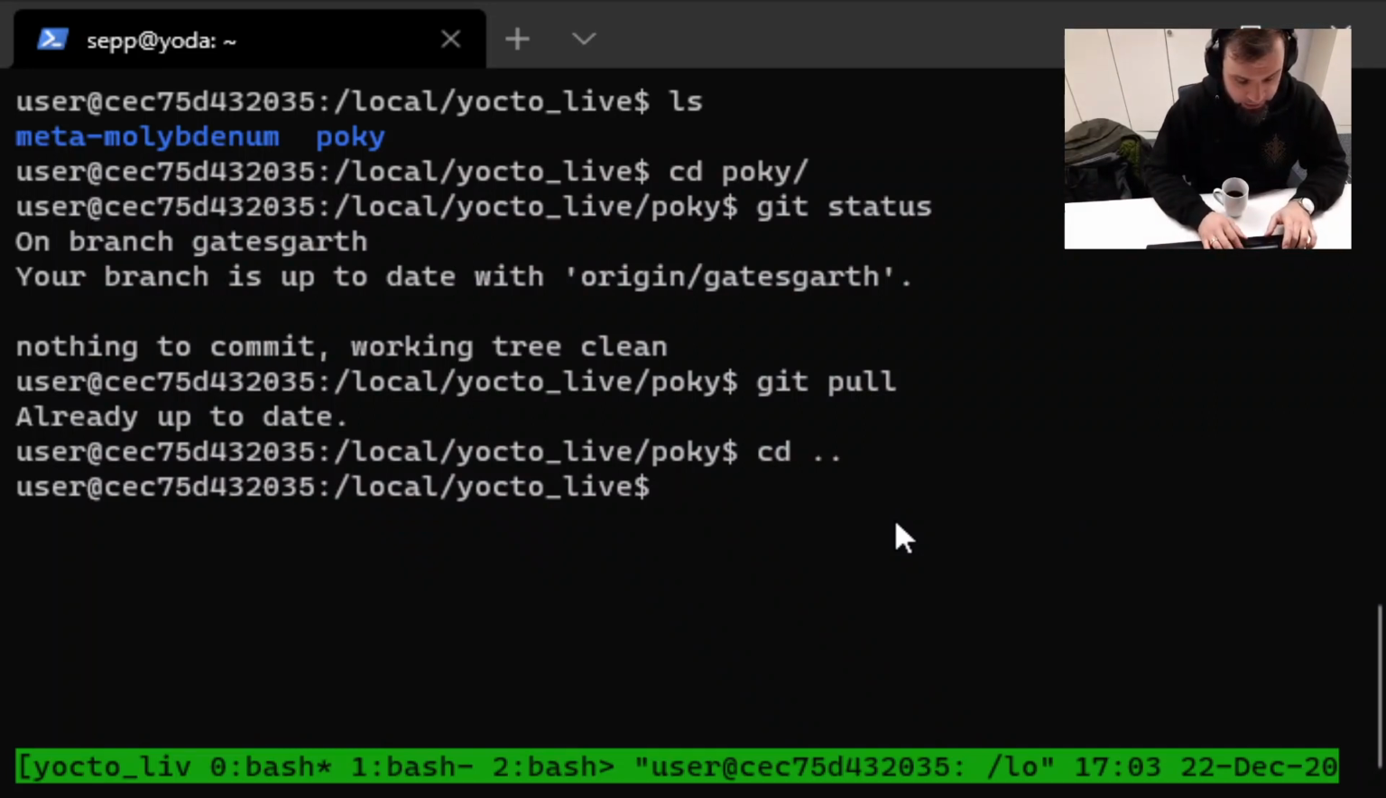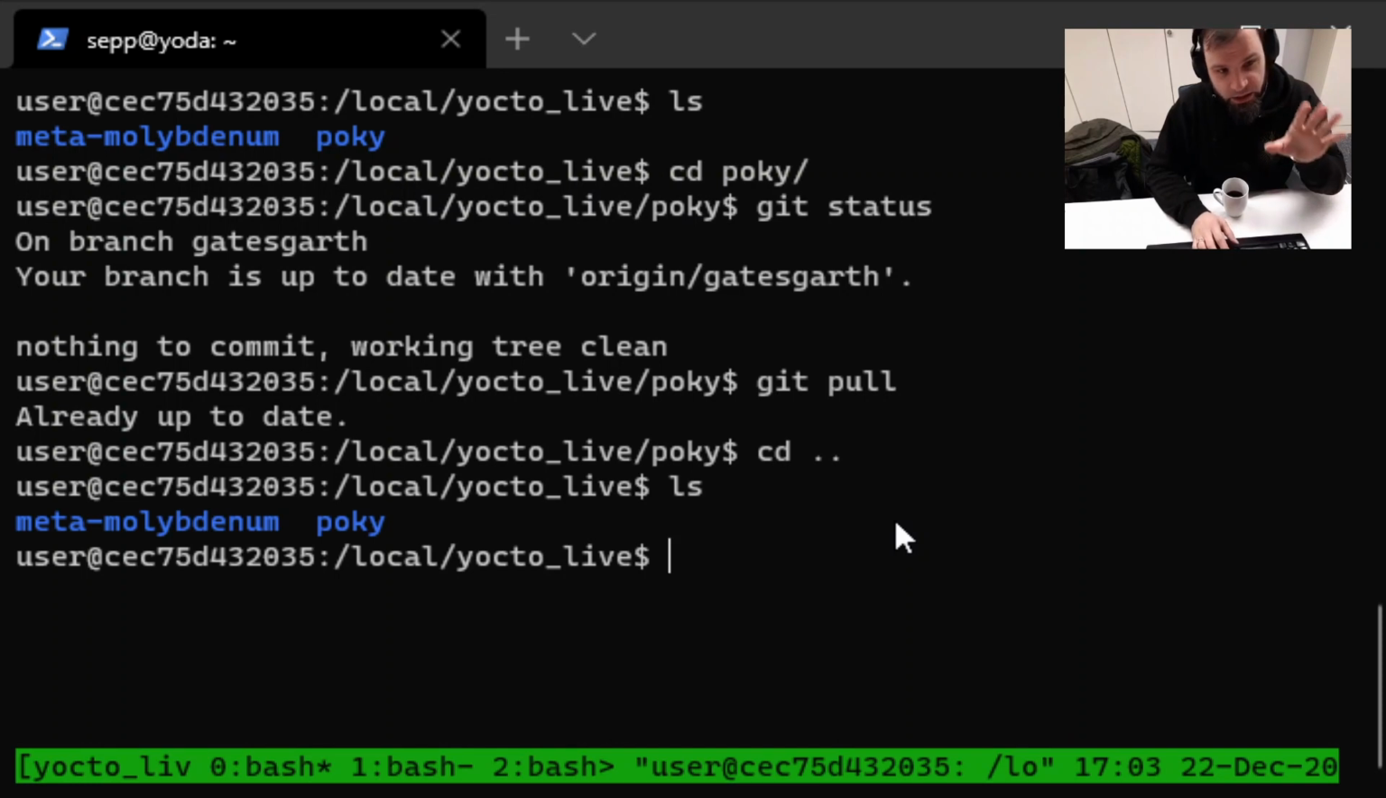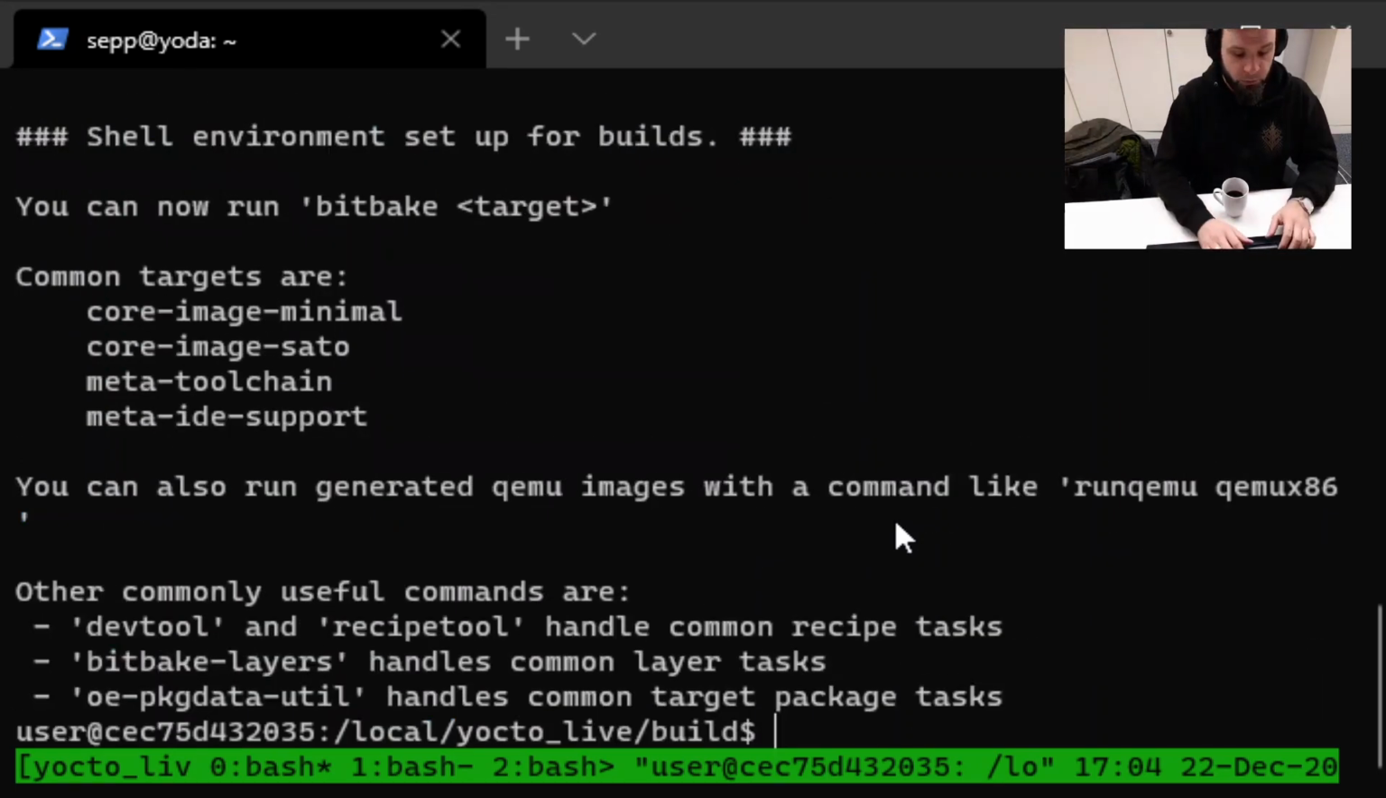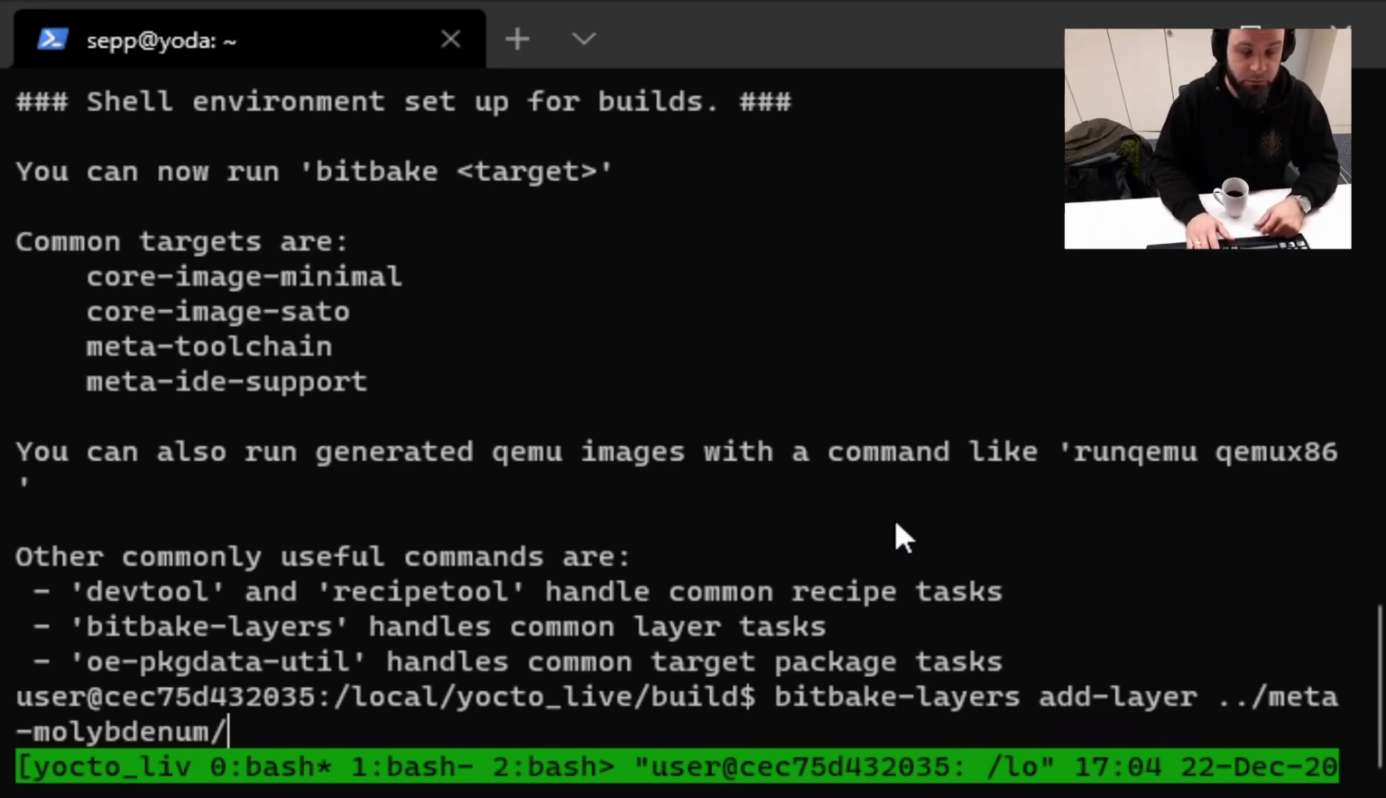Then we have meta-molybdenum. I called the layer for today molybdenum because molybdenum sounds a little bit like multiconfig. It starts with an M too. Okay, and we're gonna set up a build. Pretty classic, where we add meta-molybdenum: bitbake-layers add-layer meta-molybdenum.